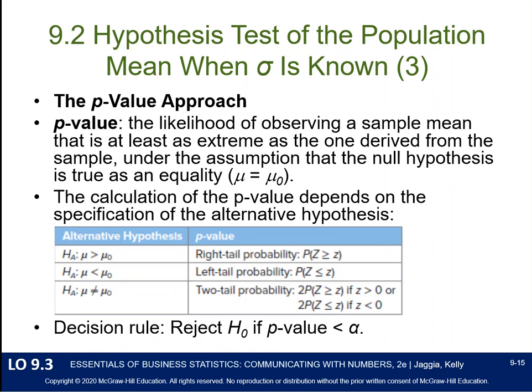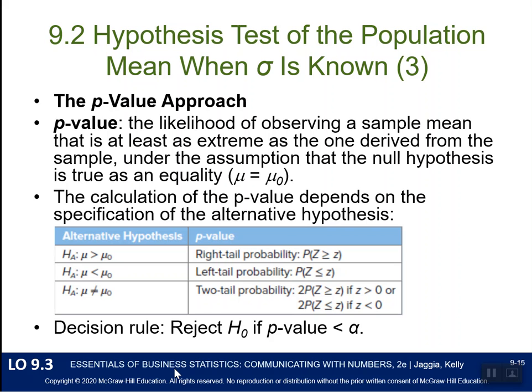So the p-value approach is the likelihood that a sample mean is at least as extreme as the one observed. I like to think of the p-value as the probability of making a type 1 error. Remember, a type 1 error is when we reject the null when it was actually true. So what's the probability that we are willing to make that?